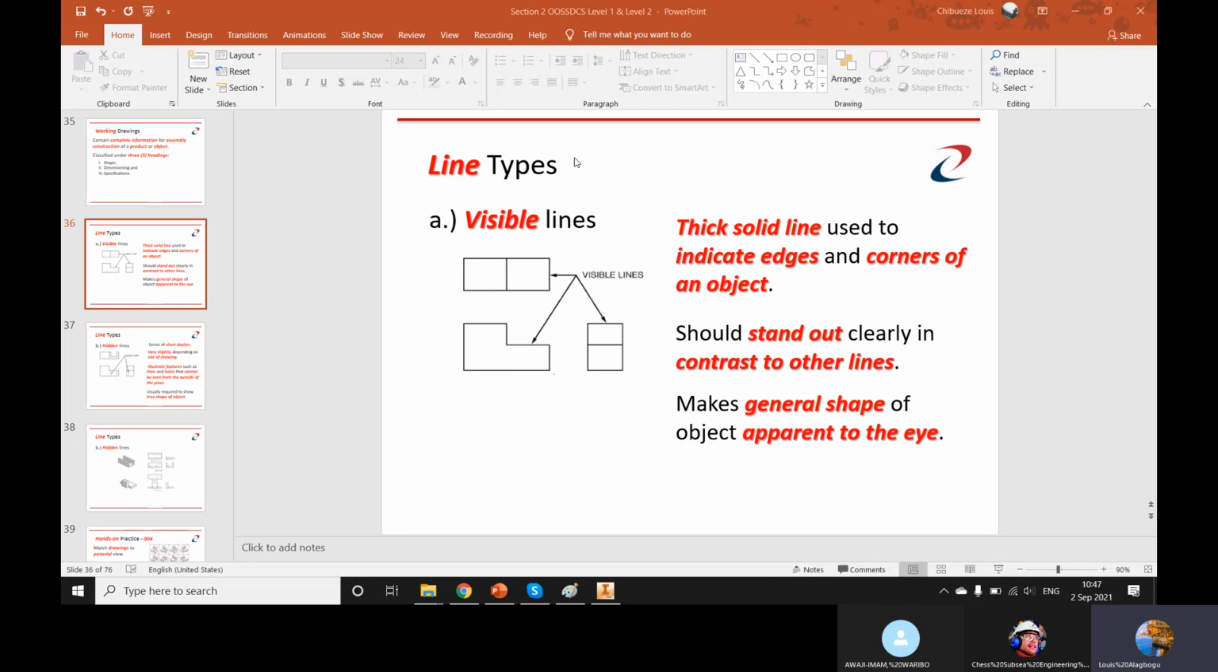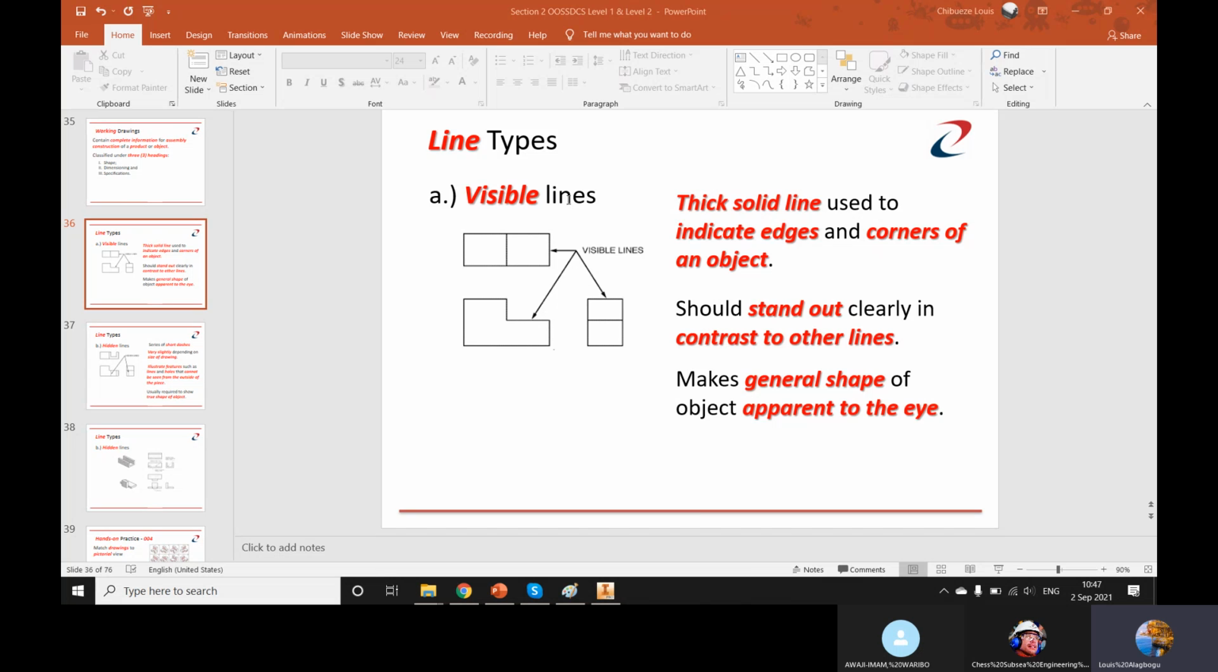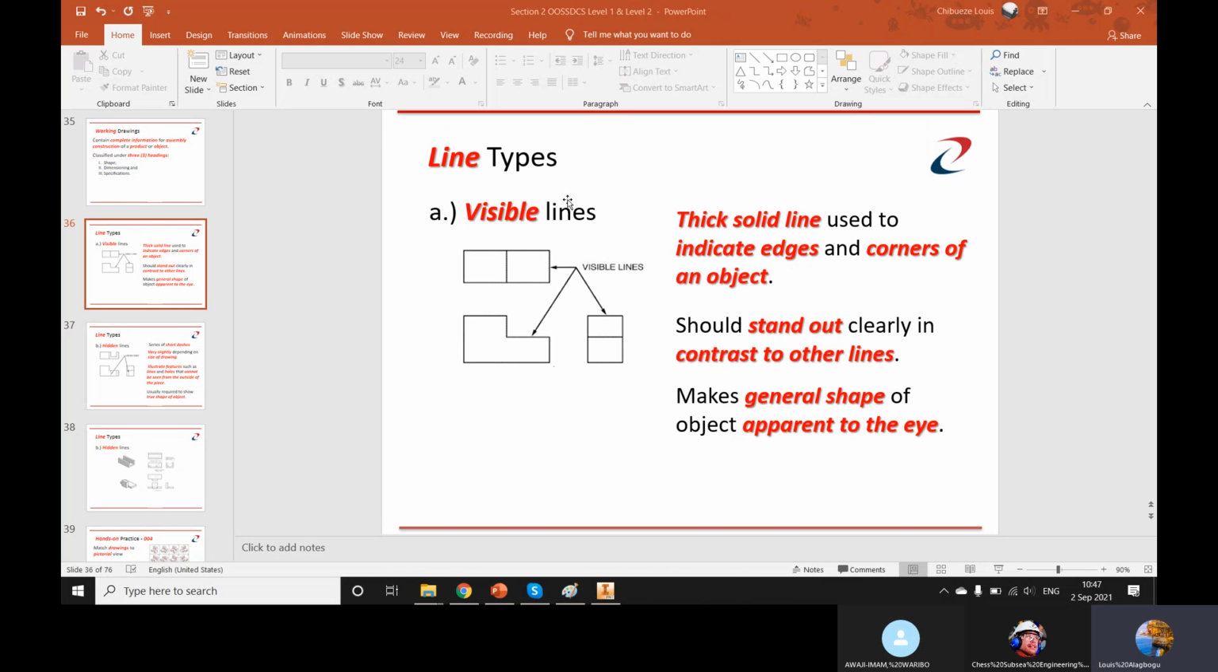Let's talk about lines. There are different types of lines. The first one is the visible line. They are usually used to indicate edges and corners of an object. It's like all the drawings you did and showed me, you made use of visible lines. None required hidden lines. Visible lines are used for the edges here. They should stand out clearly in contrast to other lines.